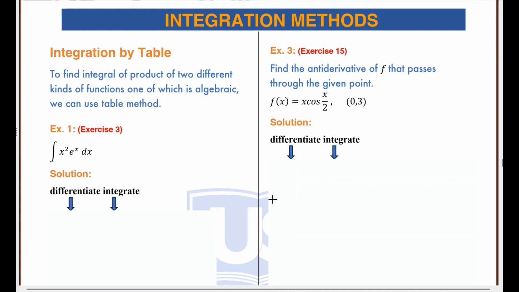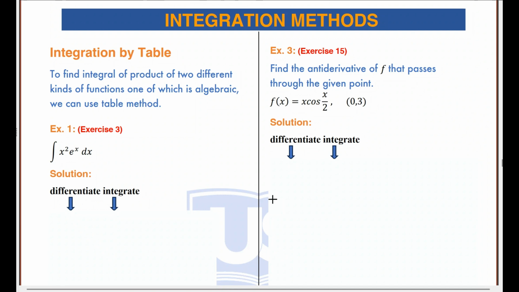This technique is used when there is a product of two different kinds of functions, like an algebraic function and an exponential function multiplied. Let's say an algebraic function and a trigonometric function is multiplied. Algebraic function and logarithmic function is multiplied. Logarithmic by trigonometric, exponential by trigonometric. So we have two different kinds of functions multiplied under the same integration symbol. Then we can apply integration by parts or the integration by table technique.